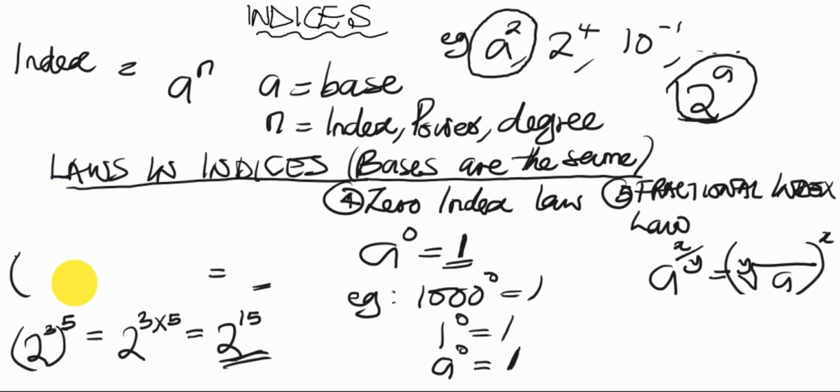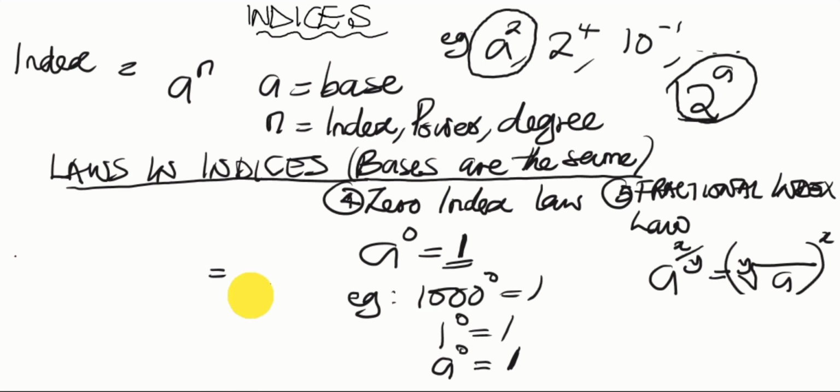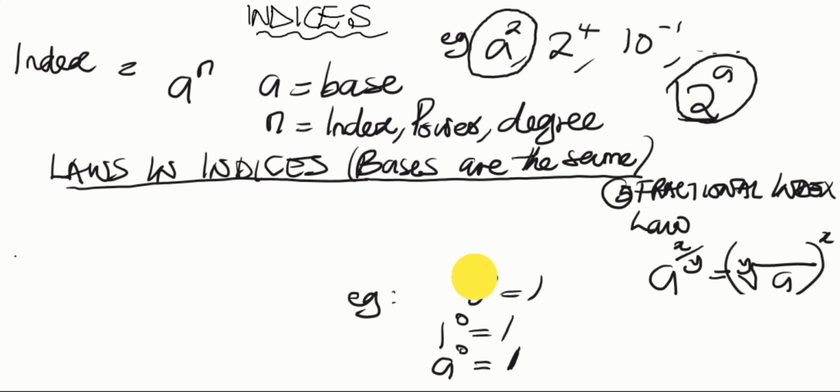That's the fractional index law. I want to state again that all these laws that we are dealing with only apply when the bases are the same. If the bases are not the same, these laws are not going to hold. Apart from this one, where it is not indices, it's just an index number, so there's nothing like the bases being equal, just one base there.